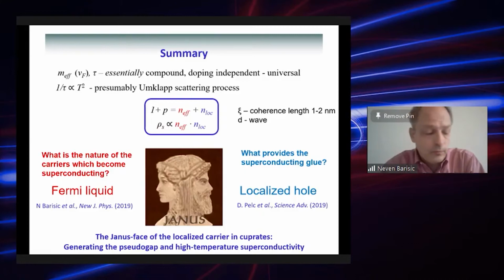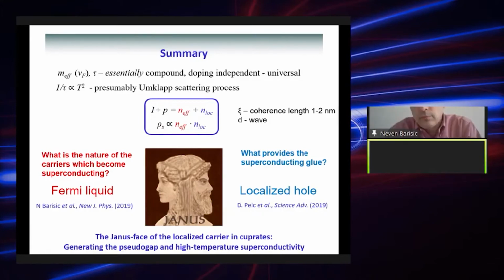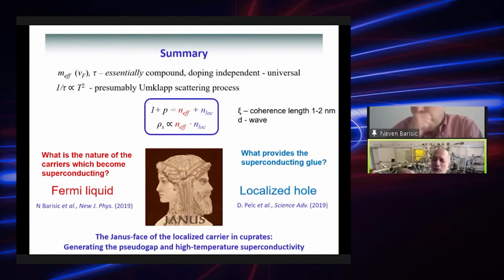Something I'm not sure I understand. You're saying that localized holes provide the glue. The way that translates in my head is you have some localized hole, which is like some kind of a charge, which is bound, and then an electron comes, hits it, it causes this thing to vibrate, and then another one coming will feel that, and they could pair like that. Okay, that's the picture. Something like this, yeah. Okay, I buy that.